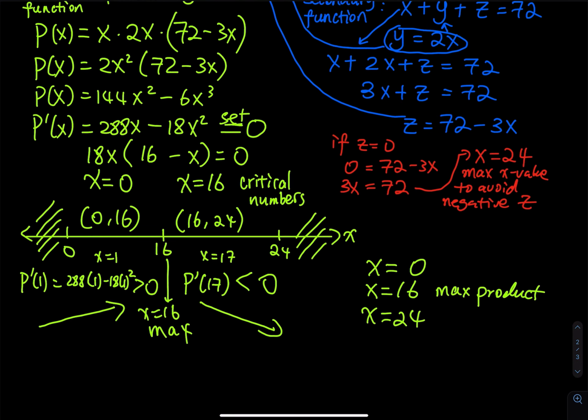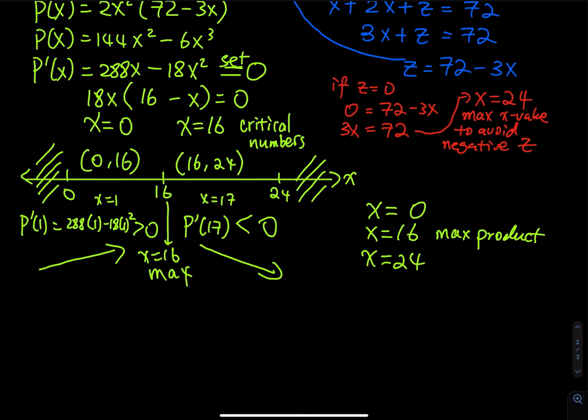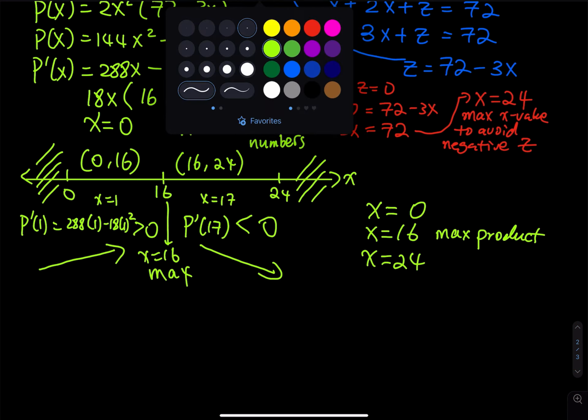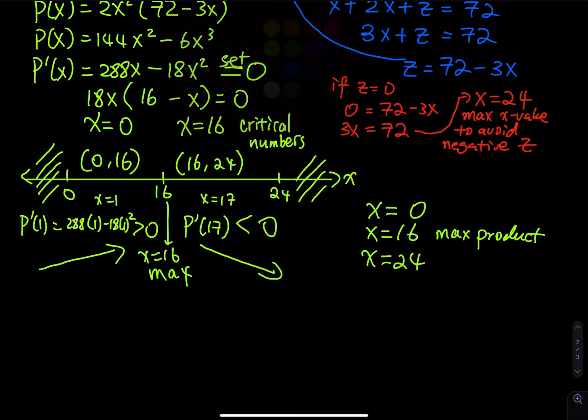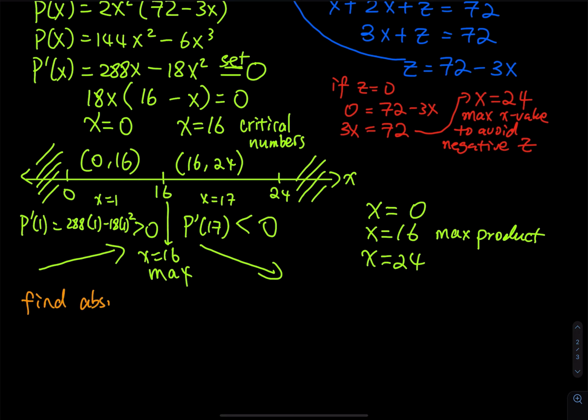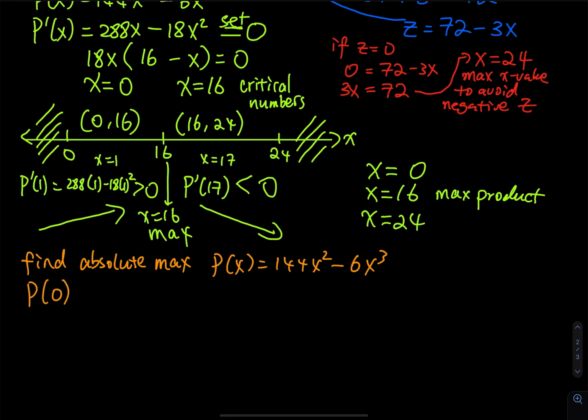So let's do the work. So we have a p of 0. I'm trying to use a different color to do this. So we are looking for, let's use orange, the absolute max product. So we call that p of x equals 144x squared minus 6x to the third. That is our primary. So we have p of 0. We have 144 times 0 minus 6 times 0 to the third. So this is just a 0. That is definitely not the maximum product, right?